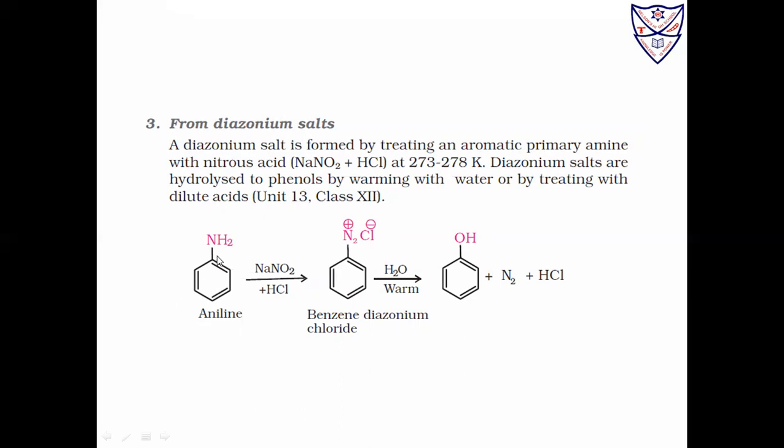So aniline, which is NH2 on a benzene ring, with NaNO2 and HCl gives benzene diazonium chloride. N2 is there, and the chlorine from the added HCl comes over here. Then water is added and the hydroxide forms. So what is taken out? N2 and HCl are taken out, and in that place the hydroxide group is added.